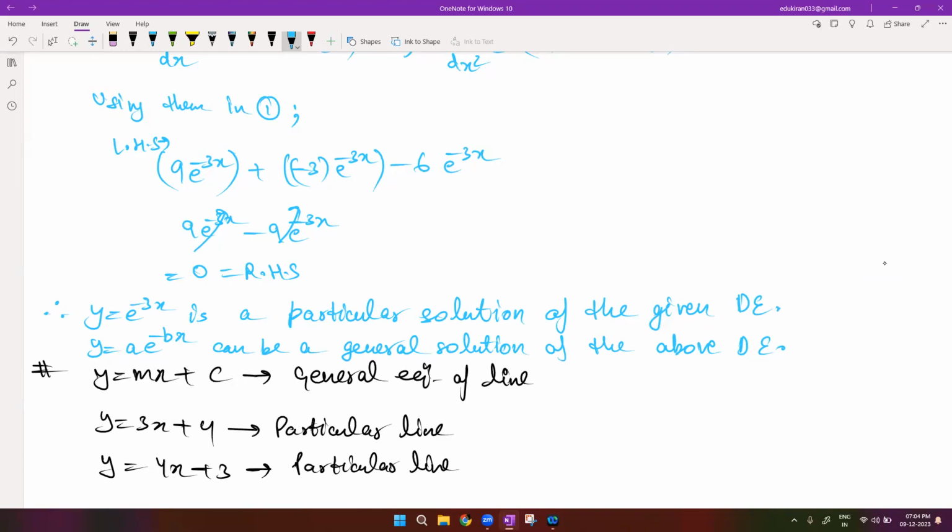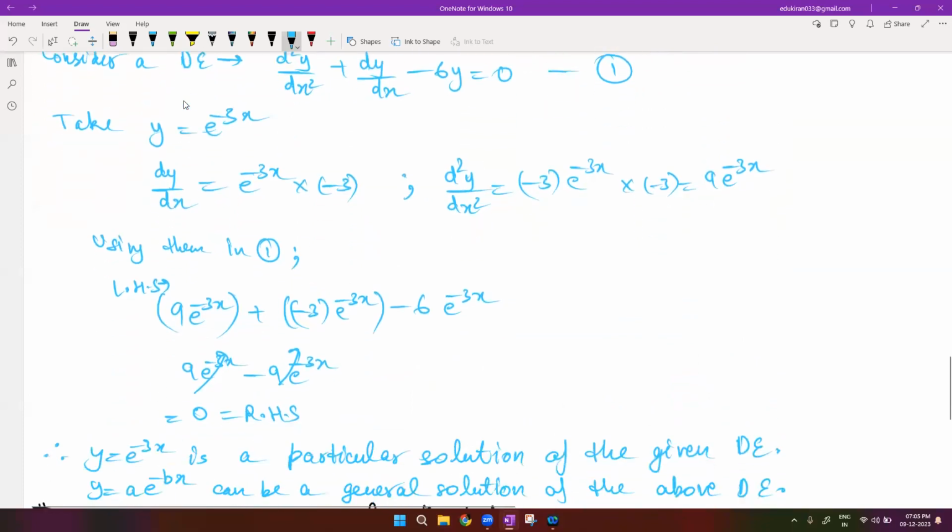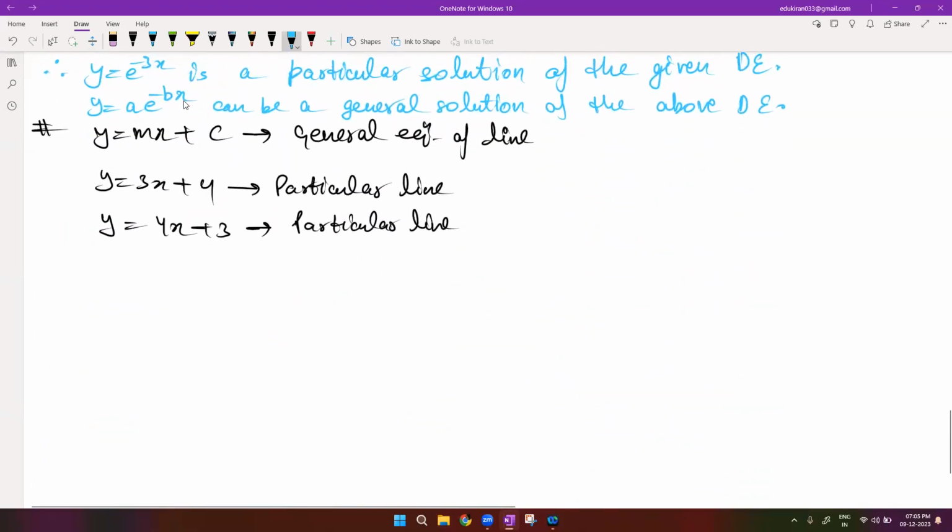And your main job will be to verify whether a given equation is a solution to the differential equation. You will be given a differential equation, and you will also be given a function, y in the form of x or x in the form of y, something like that. Then you will be asked to verify whether the given equation is a solution of the given differential equation. For that, you have to follow the same steps we followed in the above example, and you will reach your answer.